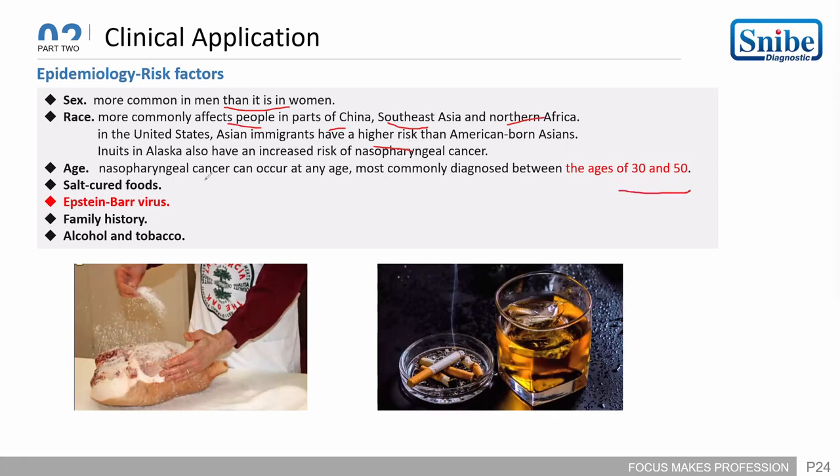The risk factors are salt-cured products and food, Epstein-Barr virus infection, family history, and the use of alcohol and tobacco, which may lead to this disease.